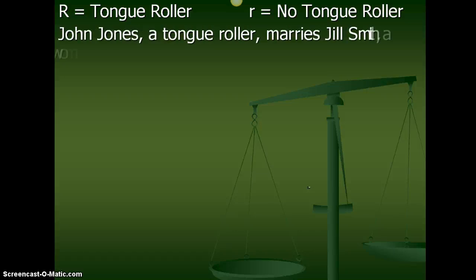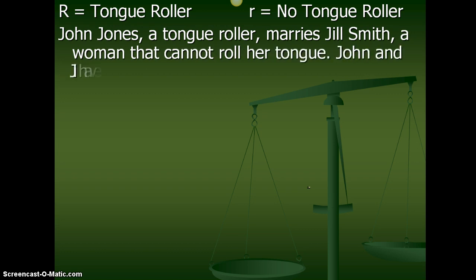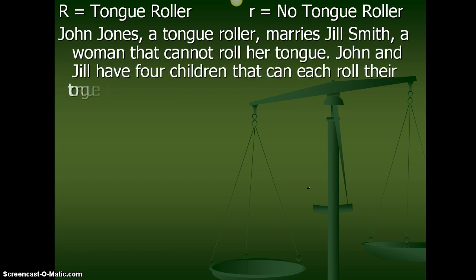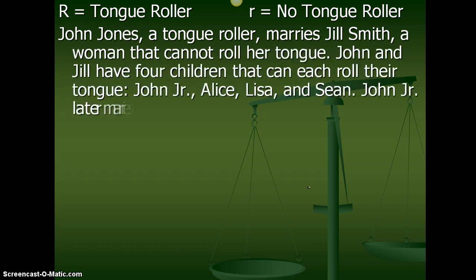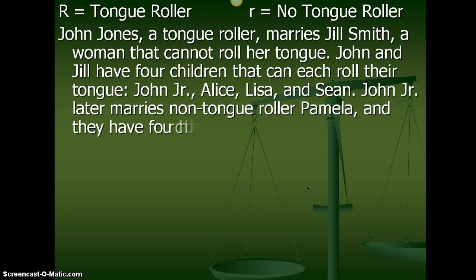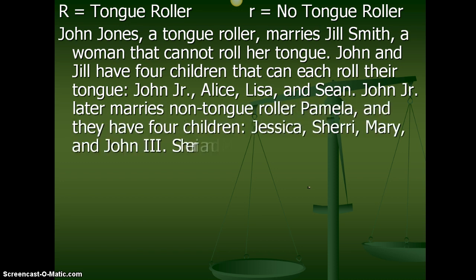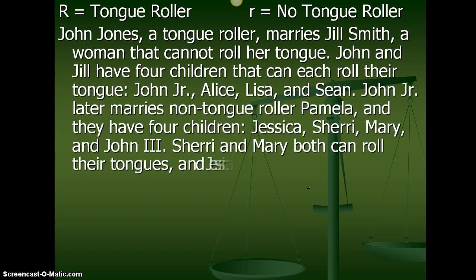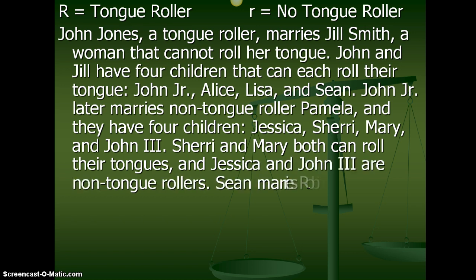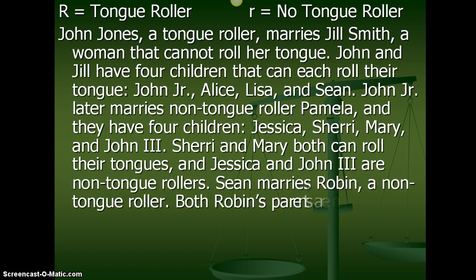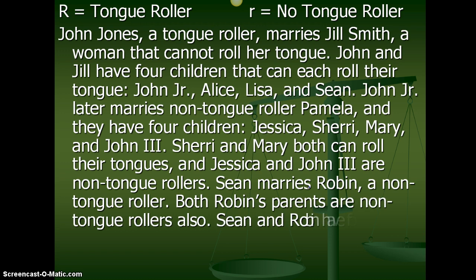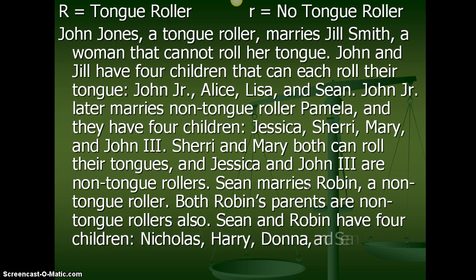So first, John Jones is a tongue roller. That means he has to have a big R. We're not sure what the other letter is yet. He marries Jill Smith, a woman that cannot roll her tongue, so that's 2 little r's. John and Jill have 4 children that can each roll their tongue, so each of them is going to at least have a big R. They will also get a little r from their mom. So John Jr., Alice, Lisa, and Sean.